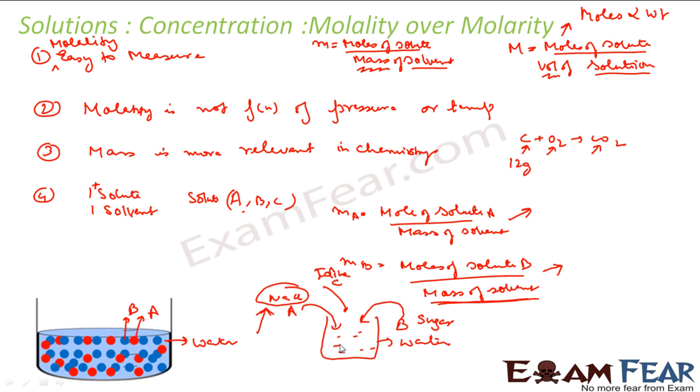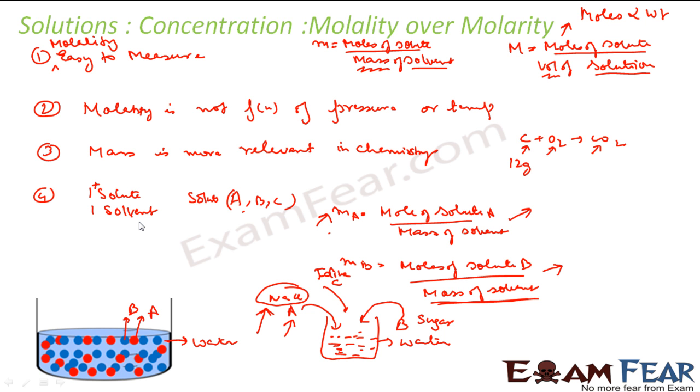Correct? So if you have a solution, you add the solute, find the molality of the solute, you add another solute, the molality of solute A will not change. But if you do the same thing with a solvent, add a solute, it becomes a solution. You find the molarity of A, add another solute B in a big quantity, and then find the molarity of A, it will change. Because the molarity of the solute is dependent on the volume of the solution, and the volume of the solution changes.